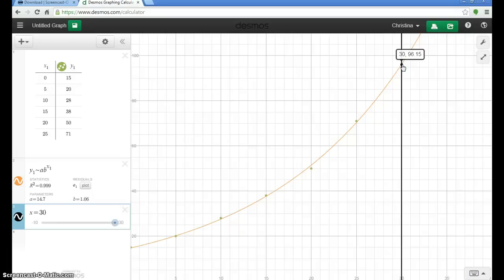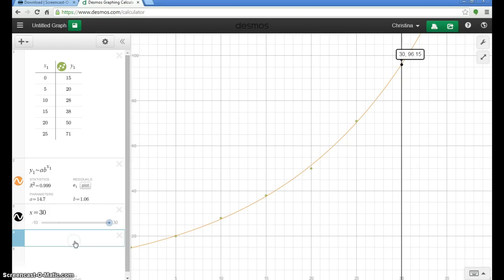So in a commercial, this would be a great thing to prove your point, and you're proving this, it's a fact, because you're approximating it through mathematics. So our answer in 2020 would be 96.15% customer satisfaction.